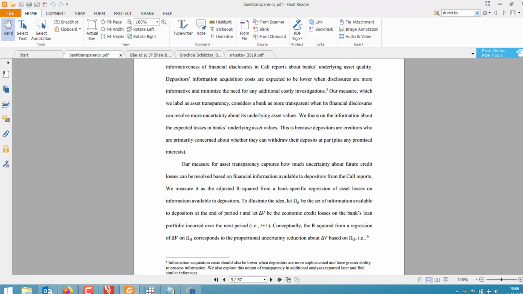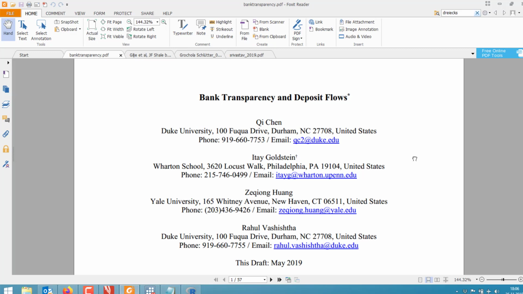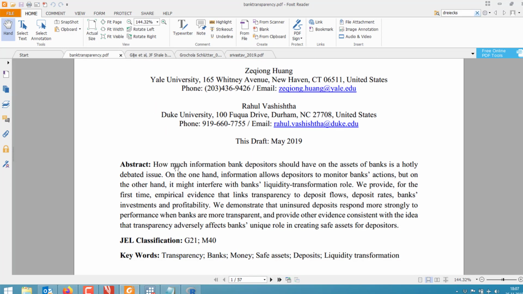look at this. I found it a couple of days ago. Bank transparency and deposit flows. This is a working paper, some research done by Chen, Goldstein, Huang, Washishta. Itai Goldstein is a famous professor at the Wharton School at the University of Pennsylvania. Bank transparency and deposit flows, and it has been out May 2019, so it's freshly printed. How much information bank depositors should have on the assets of banks is a hotly debated issue. I just told you this. On the one hand, information allows depositors to monitor banks' actions, but on the other hand, it might interfere with banks' liquidity transformation growth.